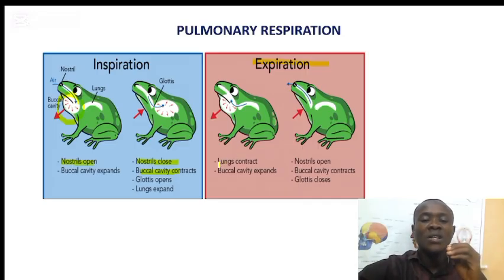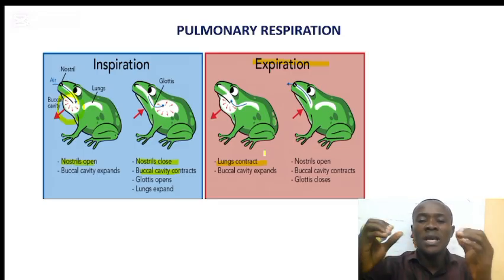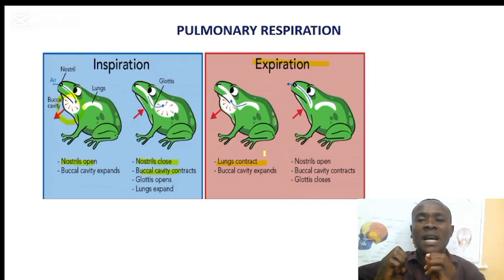Now in here, the lungs which have expanded due to the entering of air into it will contract. When it contracts, the air will move from the lungs into the buccal cavity. So the floor of the mouth that was being raised to force the glottis to open so that the air can rush into the lungs will now be lowered. As the floor of the mouth is being lowered, the lungs will contract in order to force the air to move from the lungs into the mouth.